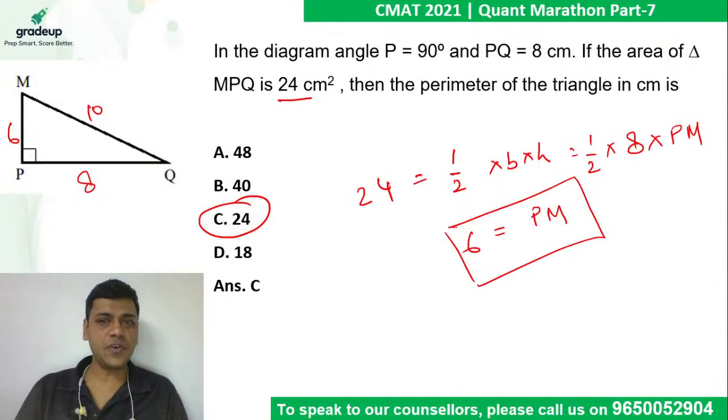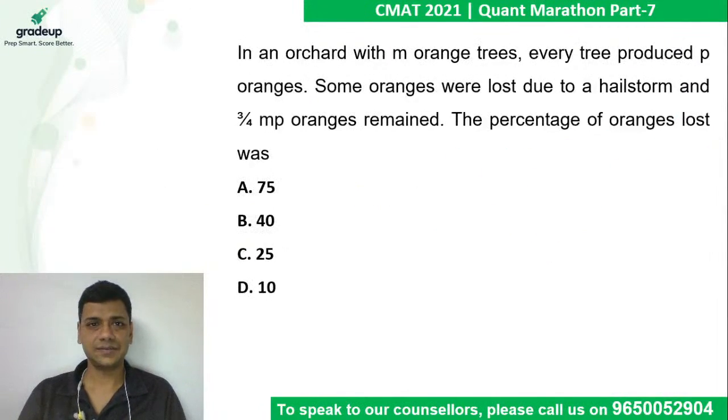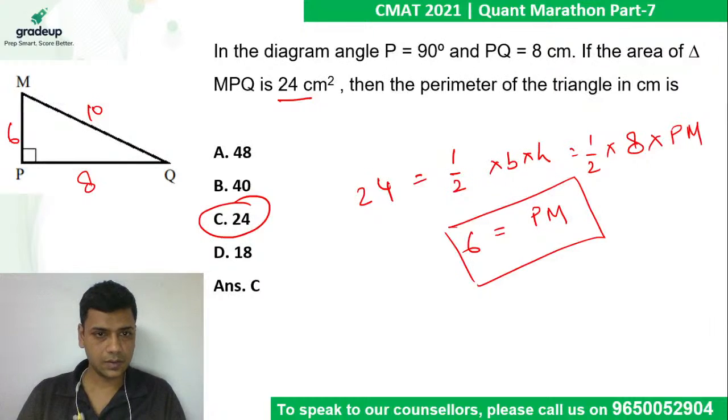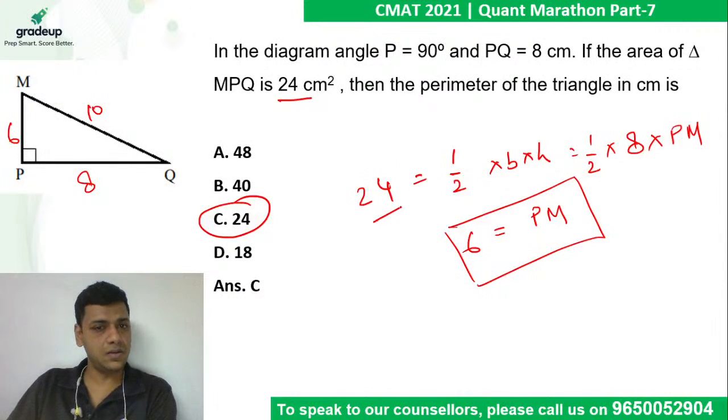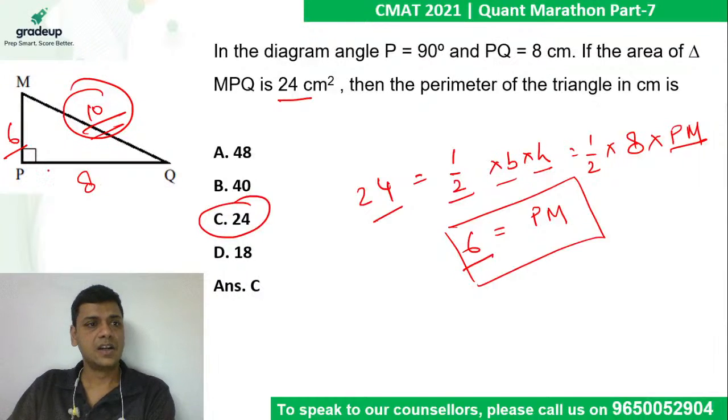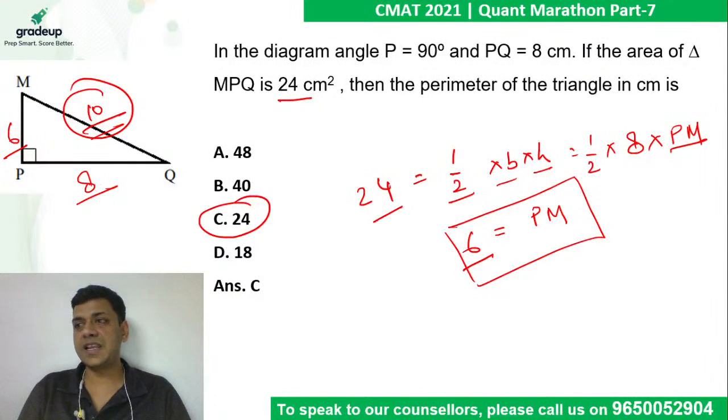Yes, guys, is it clear? 24? No, it was 24, Vanshika. So basically, we have got 24 as the area, which is half into base into height. So I know my base. From base, I calculated height. PM is 6. So if one side is 6, one side is 8, the third side comes out to be 10. Now we have three sides, 6, 8 and 10. What is perimeter? Sum of these three sides. If I add 6, 8 and 10, I get 24, not 18. 6 plus 8 plus 10 is 24.